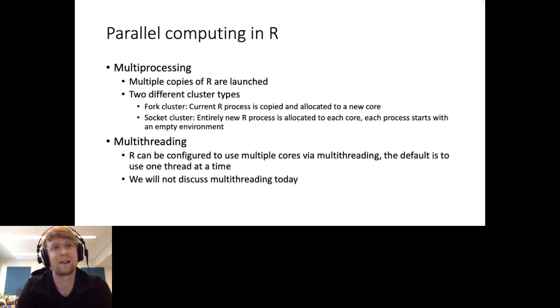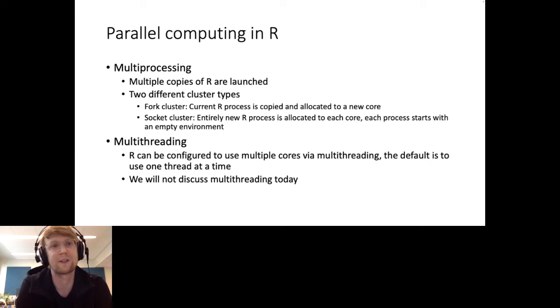So, as it was said also in the last presentation, some basic things about parallel computing in R. Basically, it can be divided into multiprocessing and multithreading. In multiprocessing, multiple copies of R are launched, and there are two different cluster types, and the cluster types refer to how independent R processes communicate with one another.